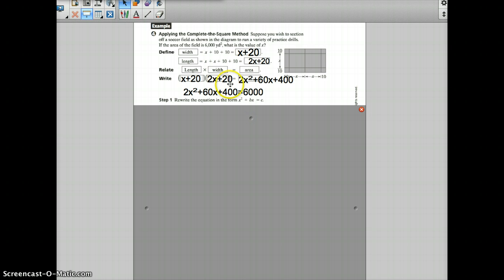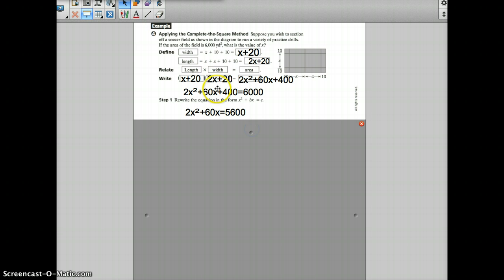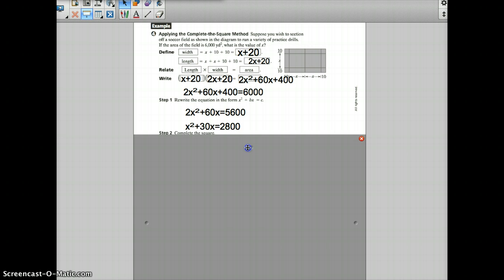So now what we're going to do is subtract 400 from both sides, because we're going to make this in the form x squared plus bx equals c. We're also going to divide everything by 2 so we can get this to be an a value of 1, because we don't like to use completing the square when our a value isn't 1. So here's our equation. We subtracted the 400 from both sides. Then I'm going to take that next step and divide everything by 2.